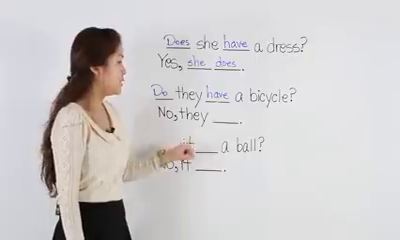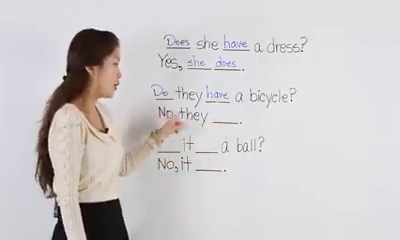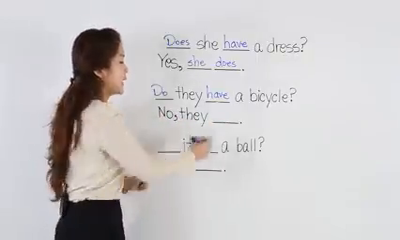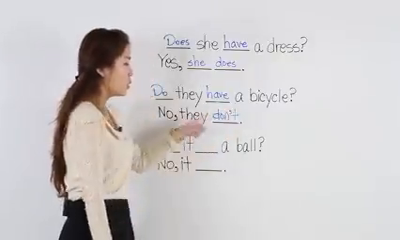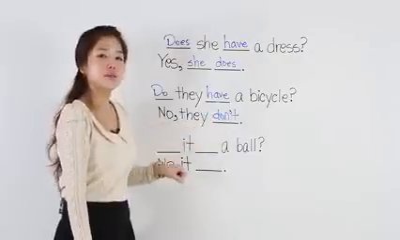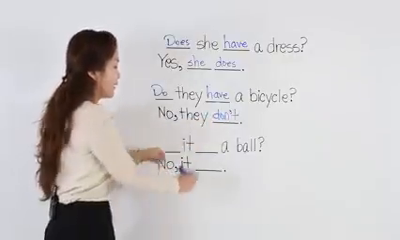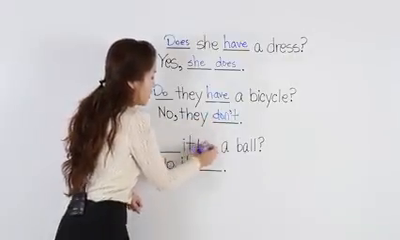It doesn't make sense to say do, right? No, they do. That's wrong. It's a negative. We have to say no, they don't. No, they do not.